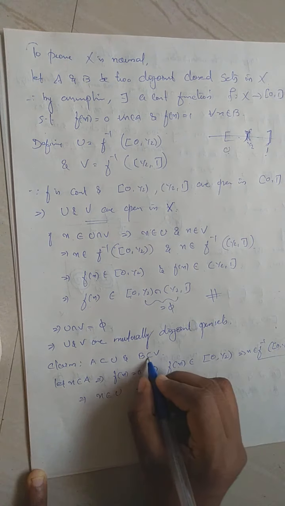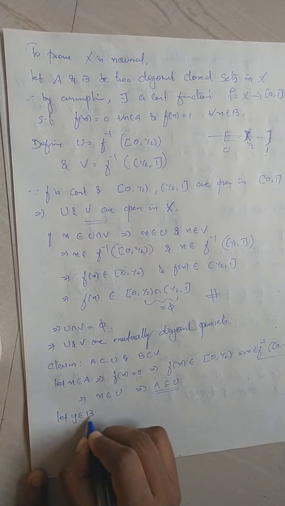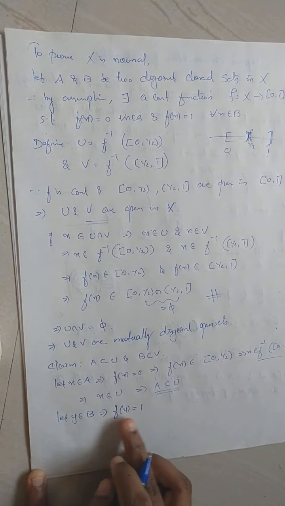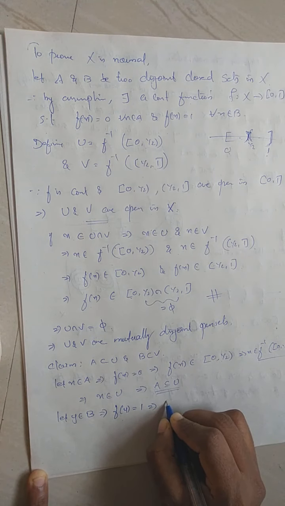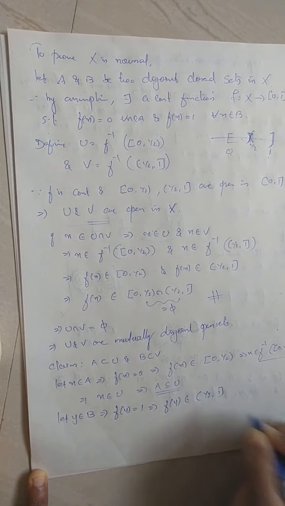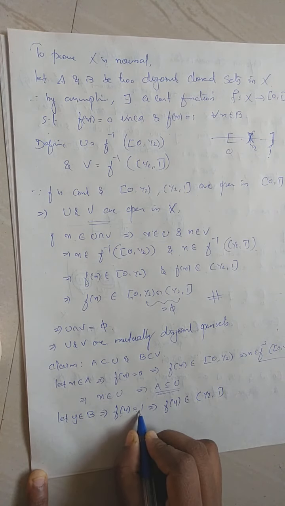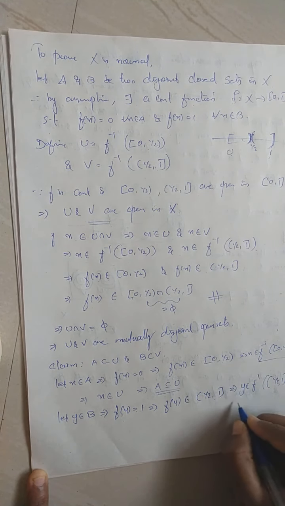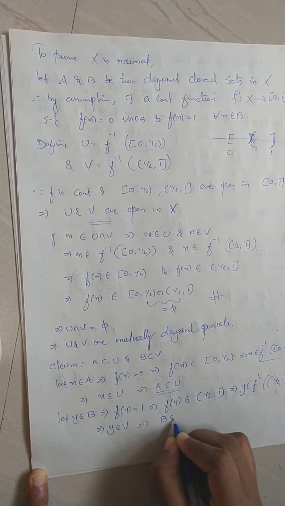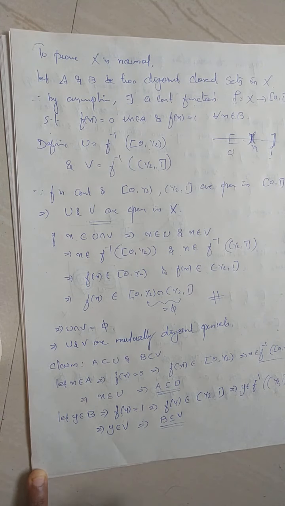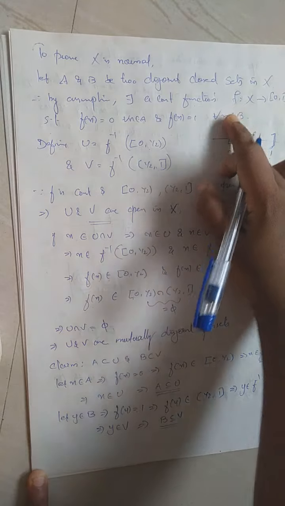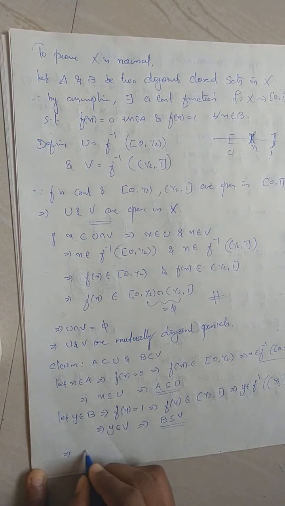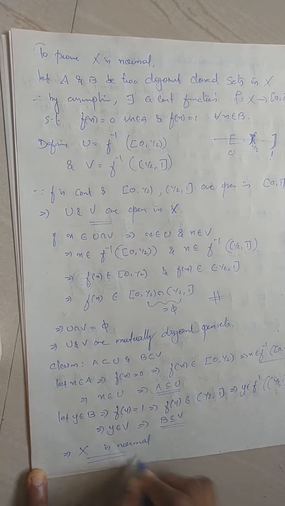And what about B contained in V? Let y belong to B. Then f of y is 1, because f maps every element of B to 1. So f of y belongs to the interval (1/2, 1], because its value is 1. This means y belongs to f inverse of (1/2, 1], which is V, so B is contained in V. So when you have two disjoint closed sets A and B, by using this continuous function, we can make two disjoint open sets U and V such that A is contained in U and B is contained in V, which means our space X is normal, because we verified the definition.